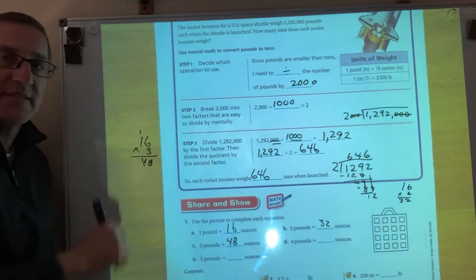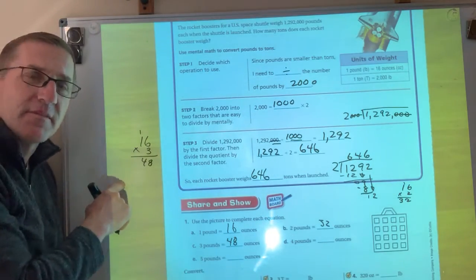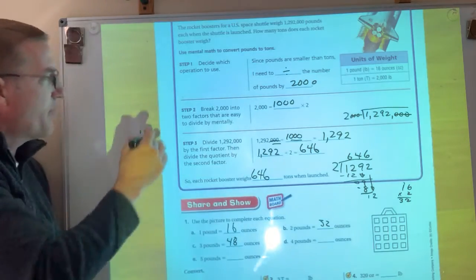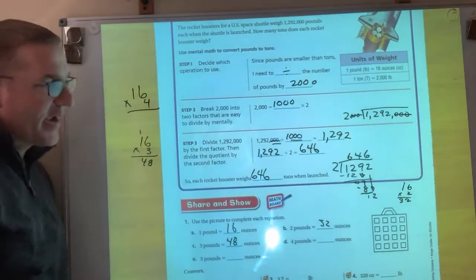All right, 3 times 6 is 18. Carry the 1 over there. Hopefully you can see that. You'll have to let me know. And then if I go to 4 pounds, I'm going to go 16 times 4.